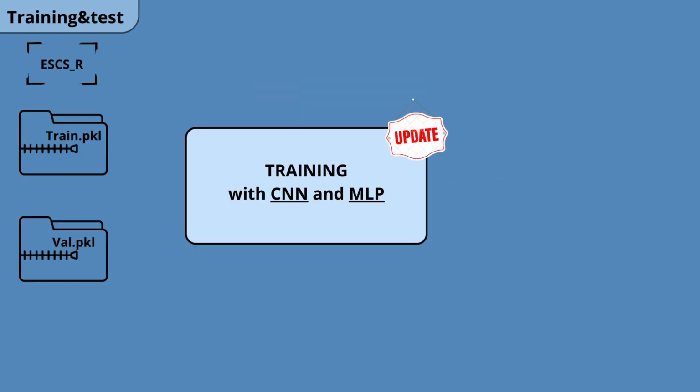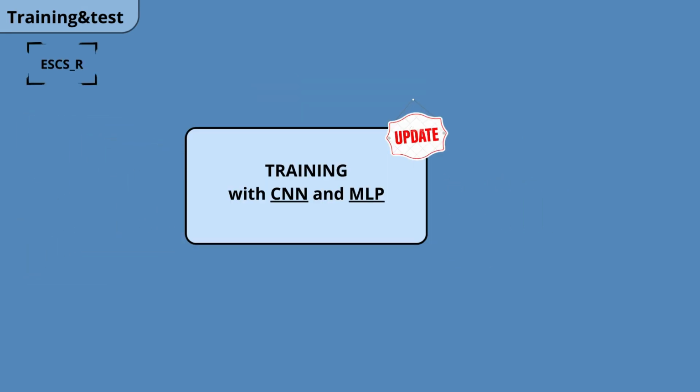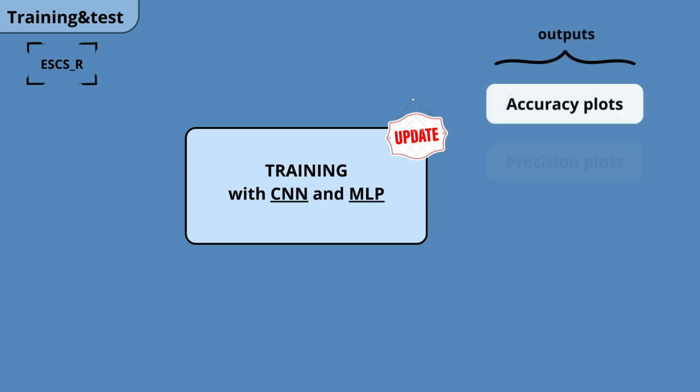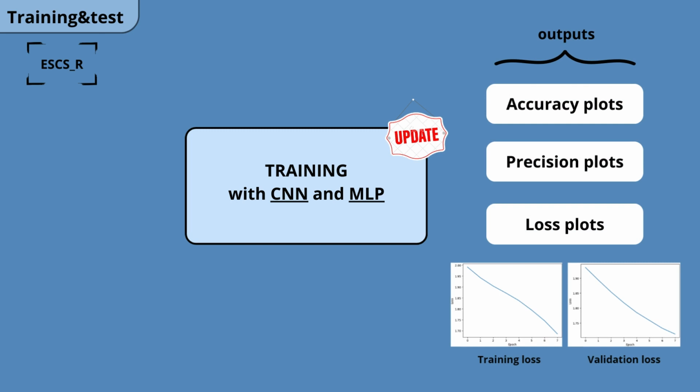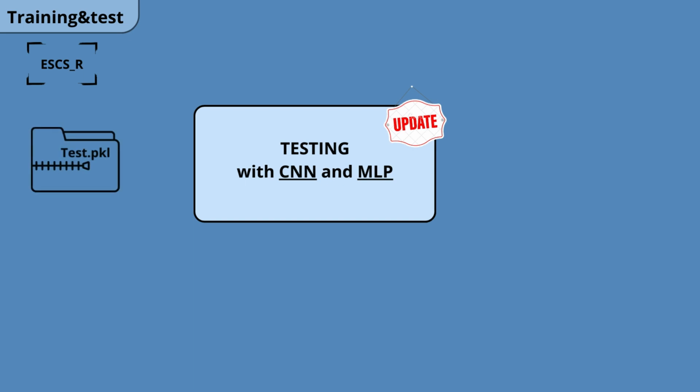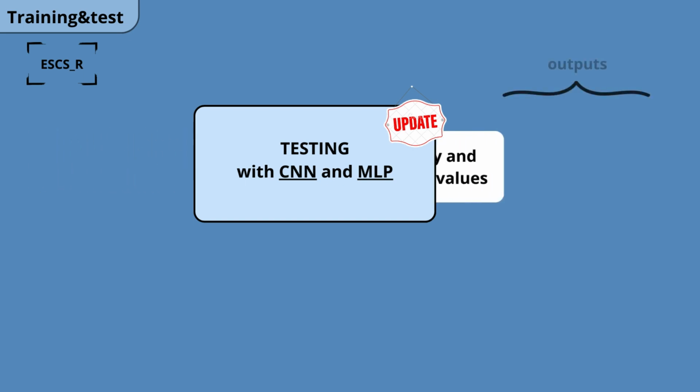Finally, to do the classification, we implemented the training and test code that employs a convolutional neural network for image data and a multi-layer perceptron for gaze data. Using their combination, we trained and validated the network with the corresponding pickles. The results in accuracy, precision, and loss function suggest a possible overfitting that we tried to overcome by changing the number of epochs. Then we gave the test pickle as input to test the model, obtaining the values of accuracy and precision.